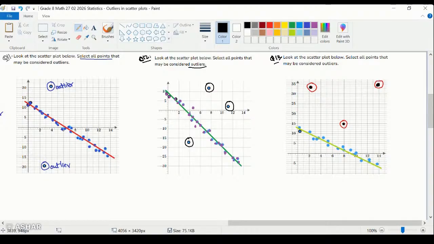Okay, they do not lie on the line, or the outlier can be at the bottom as well, above the line or below the line, right? But if it's far away from the line, that means it's an outlier. So we need to find the outliers. We need to identify which points are outliers. Okay. Let's have a look at another example.